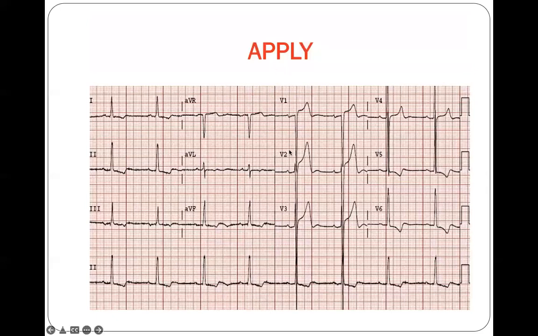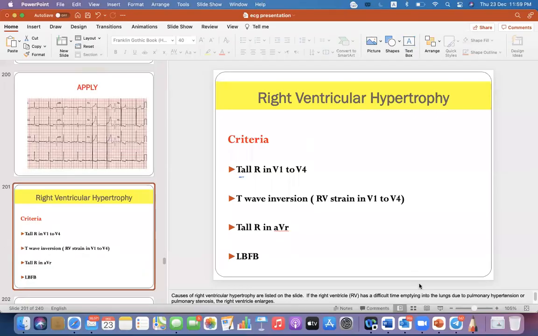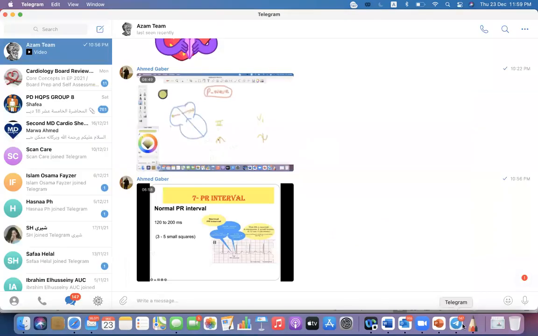Okay, if you look here, there is V1 and V2 with very deep S, 1, 2, 3, 4, 5, 6, about 6 squares. This is pathognomonic. If you look at the tallest R, you will find it above 5 squares. If you sum both of them, you will find them above 7 large squares. So this is pathognomonic of left ventricular hypertrophy. What about right ventricular hypertrophy? Let's go to the whiteboard.